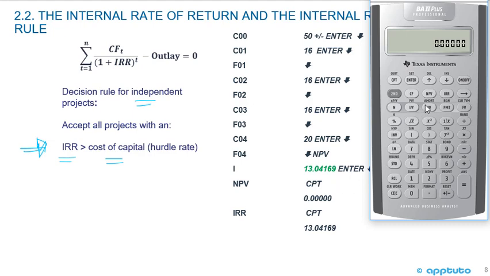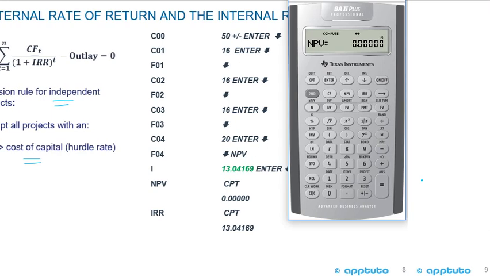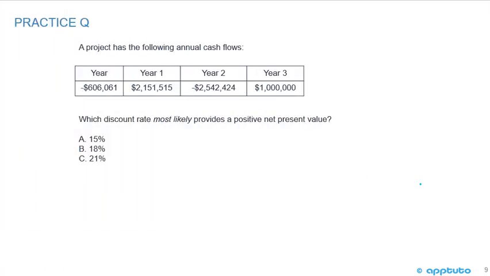Okay, and I can just show that if we go to here, NPV key, and I'm going to change that from 10% to our 13.04169, and I'm going to hit enter, okay, and then I'm going to arrow down, and I'm going to hit compute, and I get my 0. So again, the IRR, the internal rate of return, is the discount rate that gives me a net present value equal to 0.